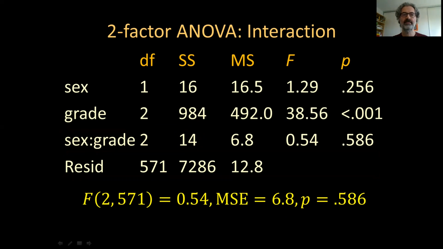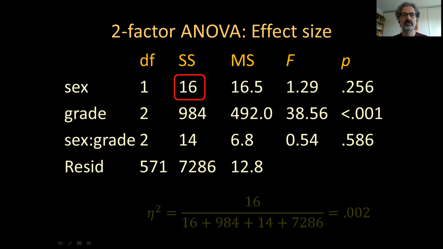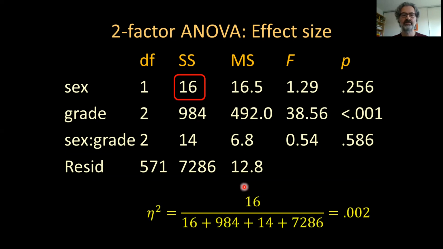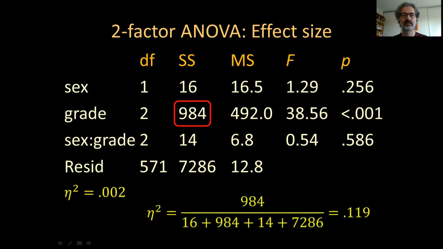What about effect sizes? The effect sizes tell us the proportion of variability in the data that can be accounted for by each factor or combination of factors. So here, the effect size for sex is the sums of squares for sex, for the main effect of sex, divided over the total sums of squares. That's very, very small. The effect size for grade is the sums of squares for grade divided by the total sums of squares, which is about 12%.